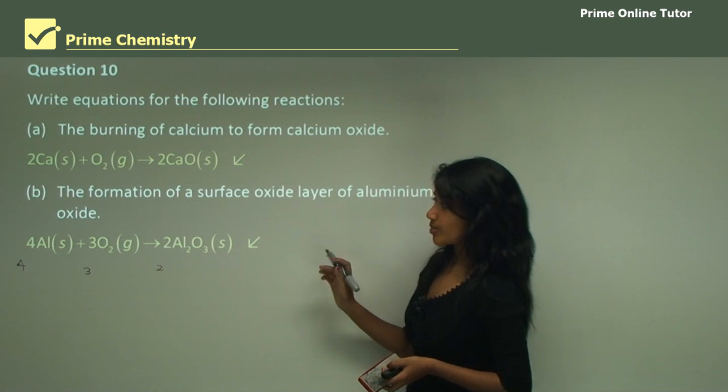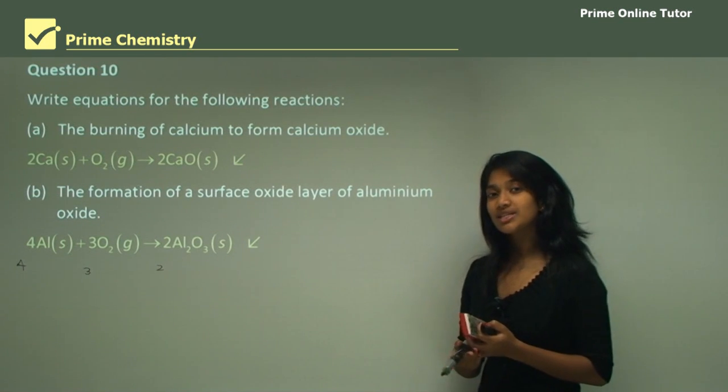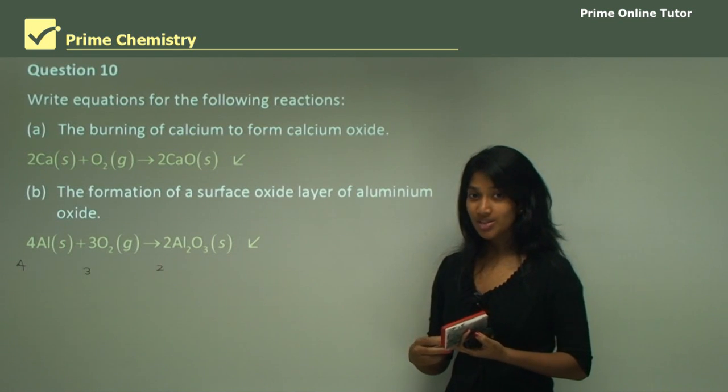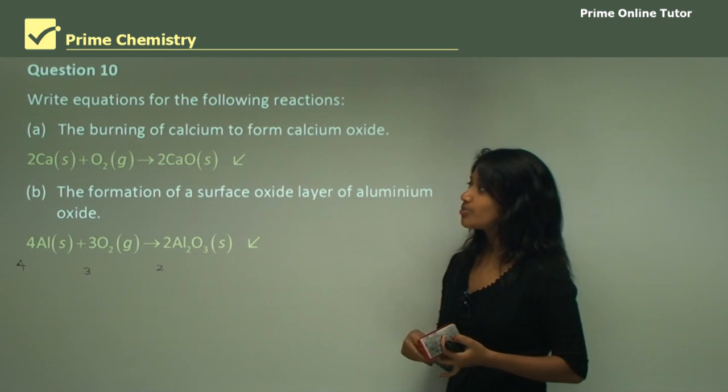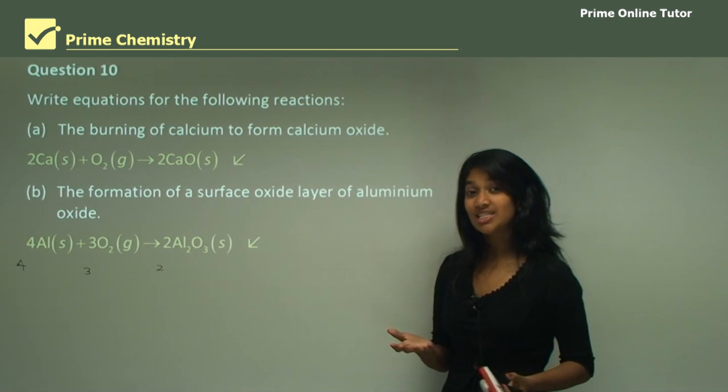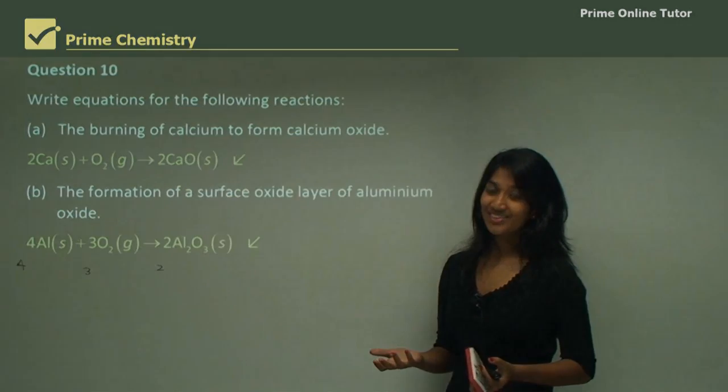Now this brings us to the end of the lesson. We covered the reaction of metals with oxygen in this topic. So we looked at corrosion as an example and also looked at the advantages and disadvantages of corrosion.